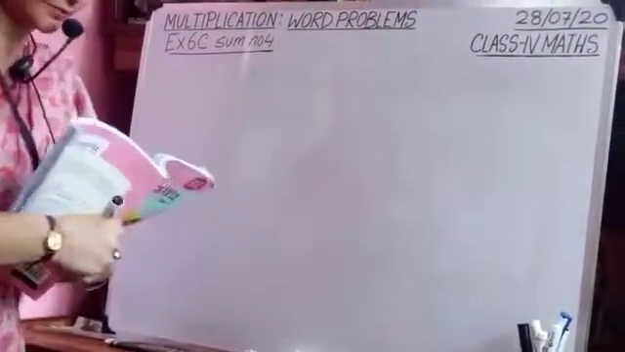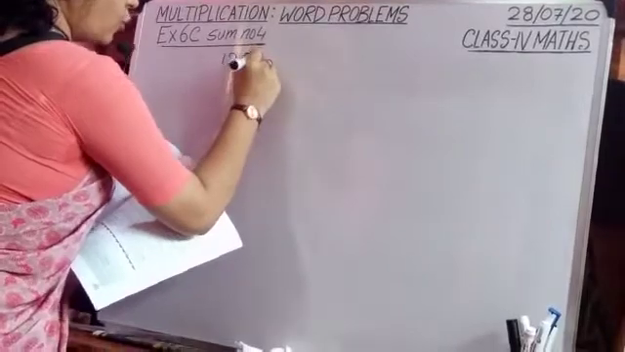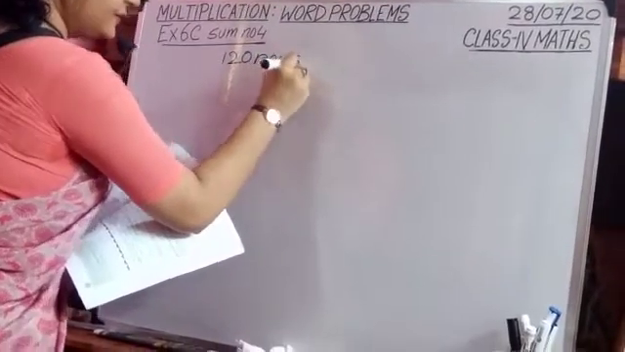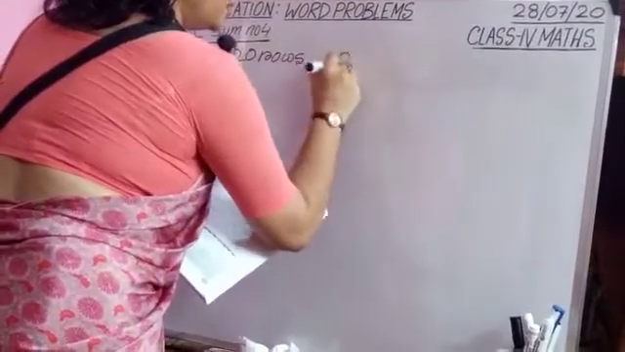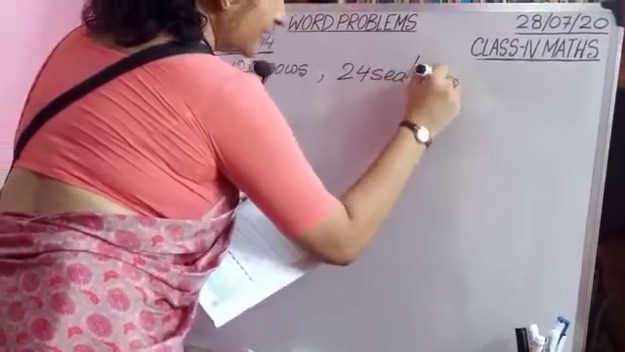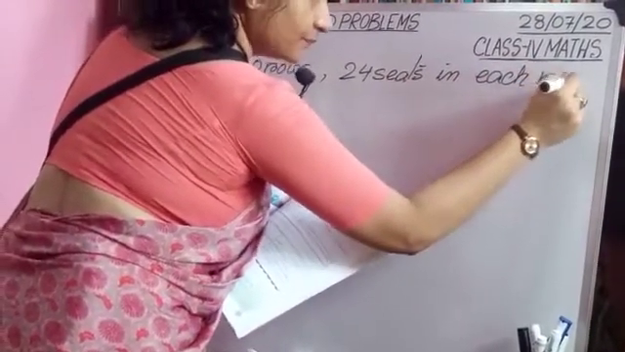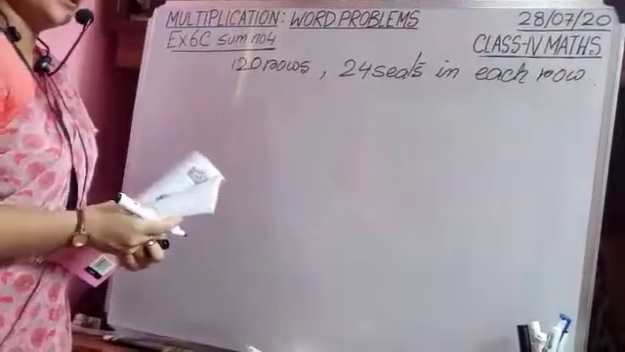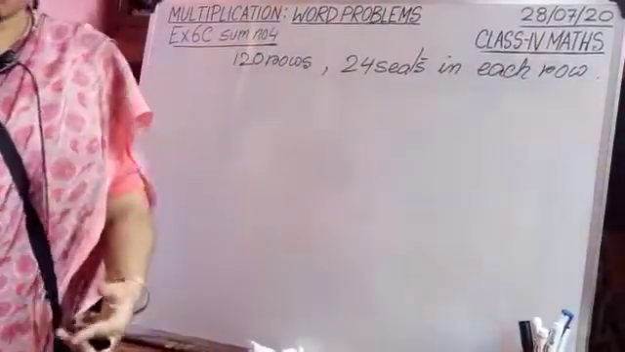The keywords. The key informations given are there are 120 rows in a theatre and 24 seats in each row. Each means 1, right? I can represent this with the help of a diagram. I can show you, right?